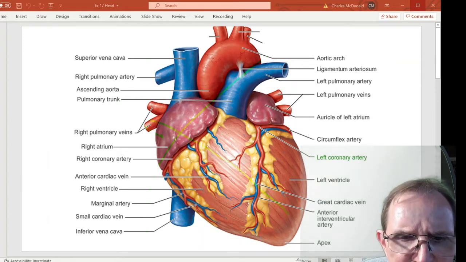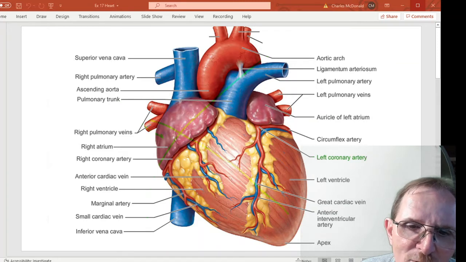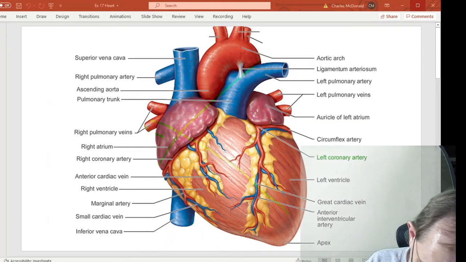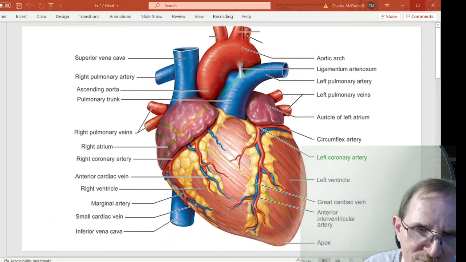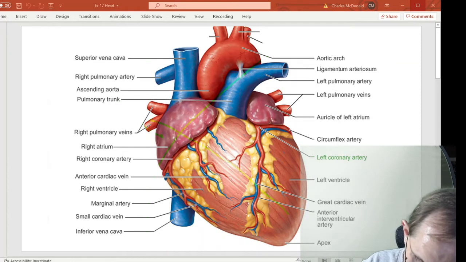The marginal artery is right here. I guess we'll just go ahead and talk about the right coronary. The right coronary artery is right there. Coming off of the right coronary artery at an angle, going back down the side of the right ventricle, is going to be the marginal artery. We definitely want to have that one down pat.